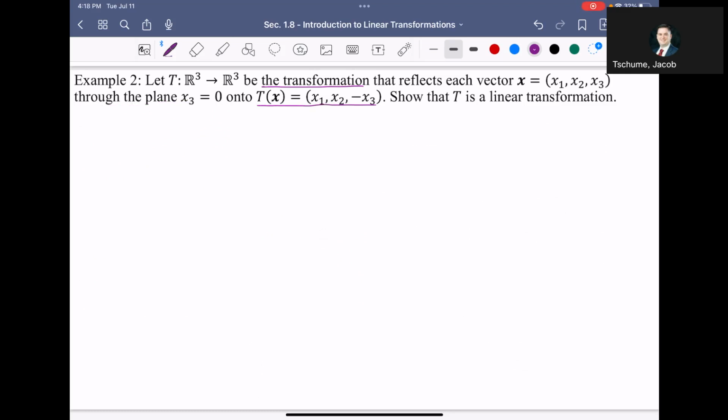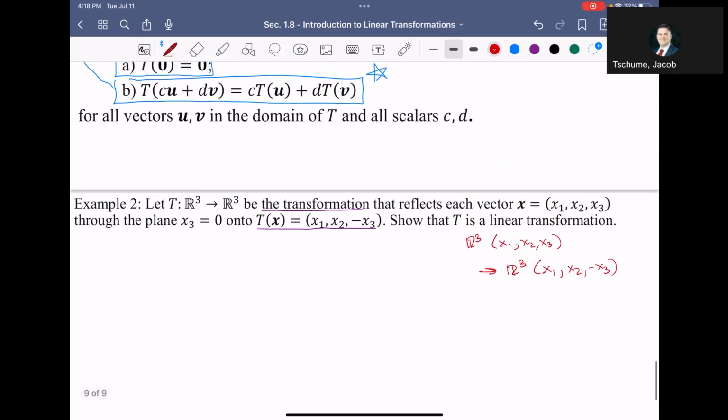All right. So in this case, we are mapping a third dimensional vector of x1, x2, x3 into a different third dimensional vector, x1, x2, negative x3. Is that enough to show that this is a linear transformation, or is it not? All right. So the first thing you want to do is going back to the previous slide.